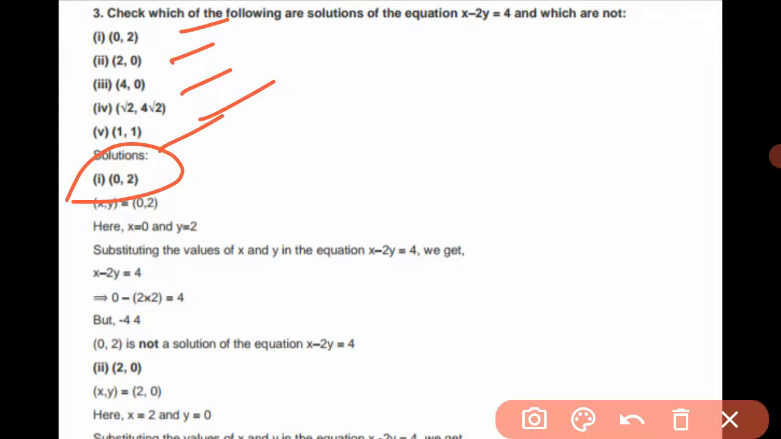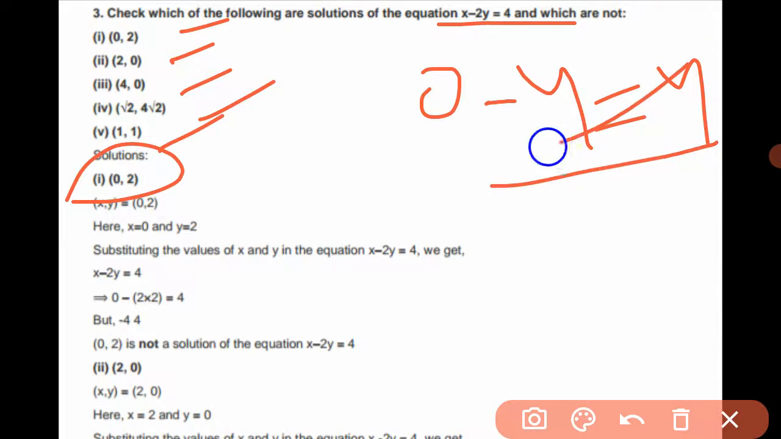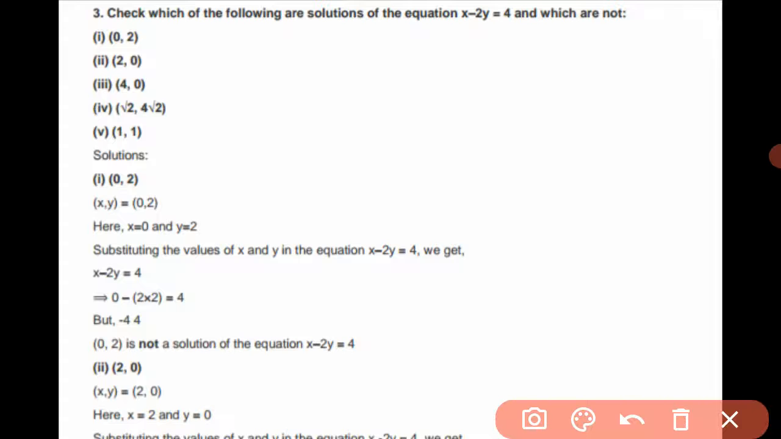In the first case we have (0, 2). When we put the values of x equals 0 and y equals 2 in this equation, 0 minus 4 gives minus 4. But minus 4 is not equal to 4, so this is not a solution. Similarly, (0, 2) is not a solution.